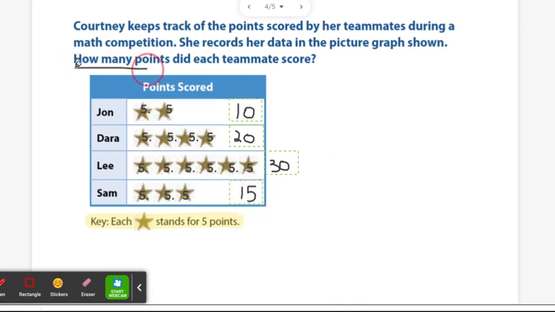And the question is how many points did each teammate score? And we have each teammate, we have one for John is 10, Dara is 20, Lee is 30, Sam is 15.